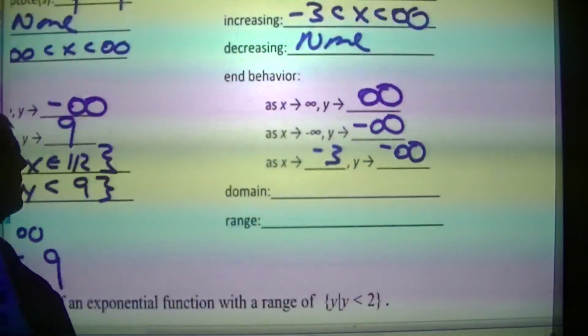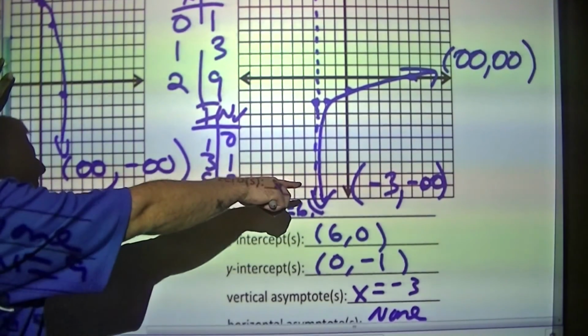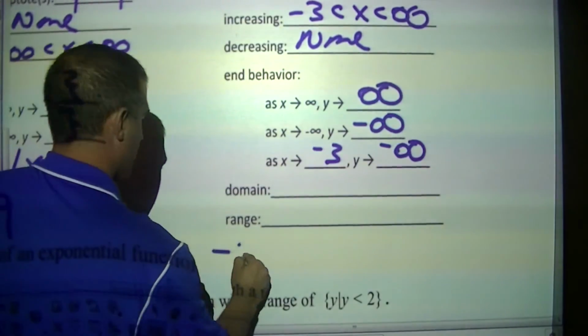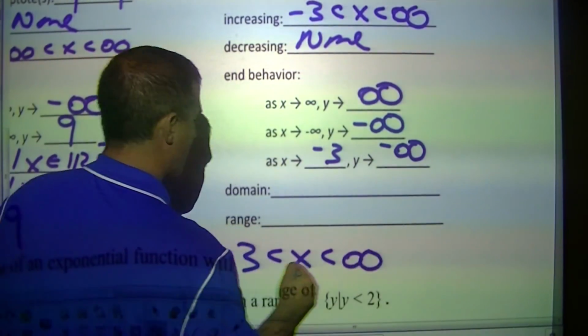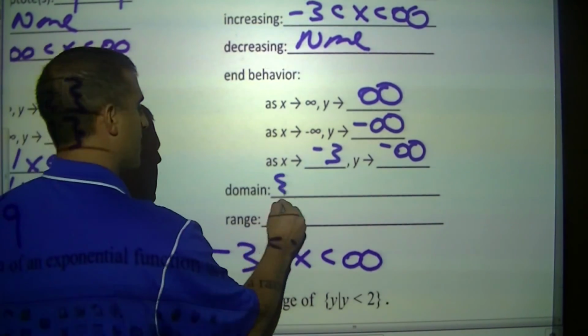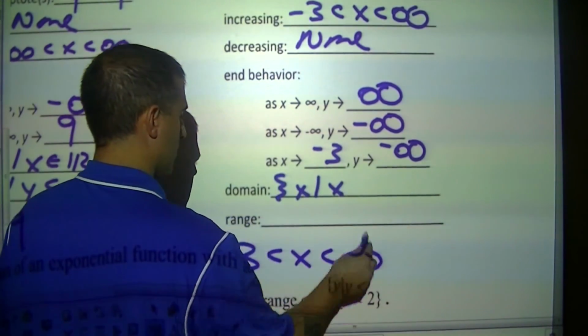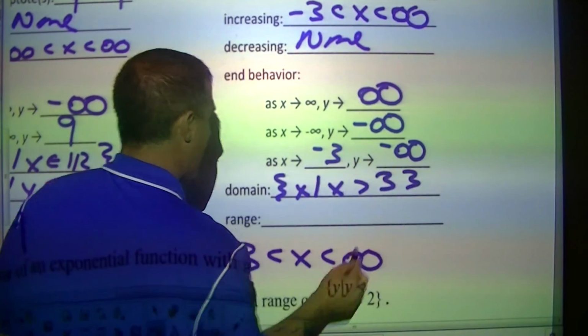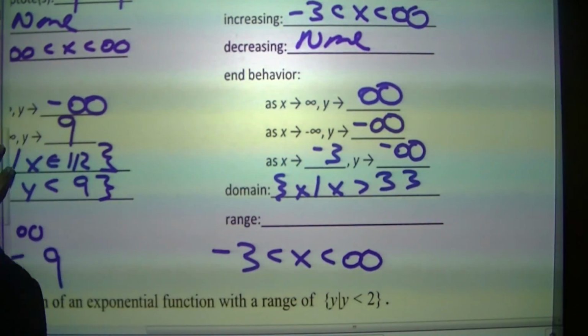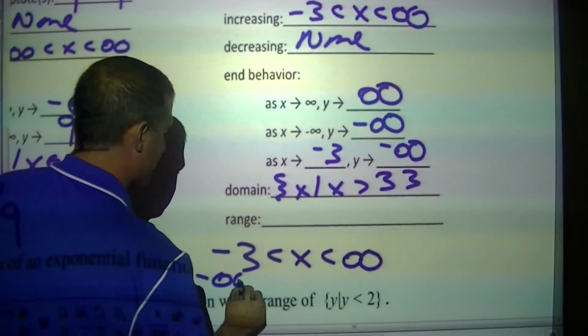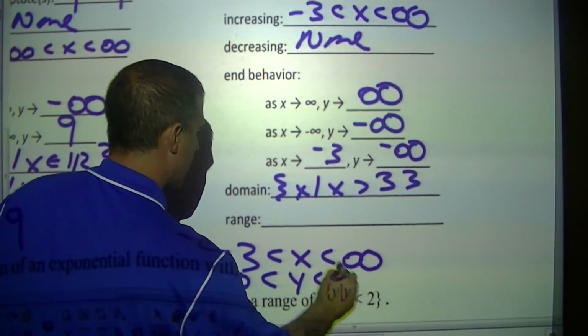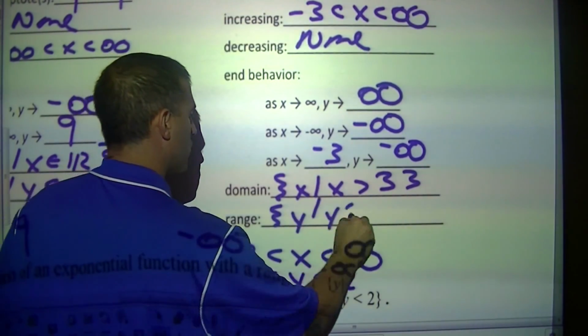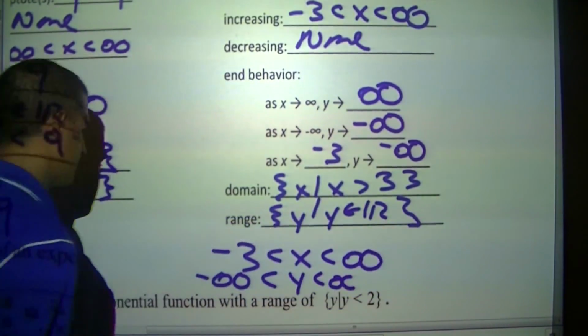All right, the domain, the smallest x value that I have here is -3. The biggest that I have is infinity. Now, once again, I don't have a line under that because it's an asymptote. The range, the smallest y value I have is negative infinity. The biggest one is positive. So that one's going to be all real numbers.